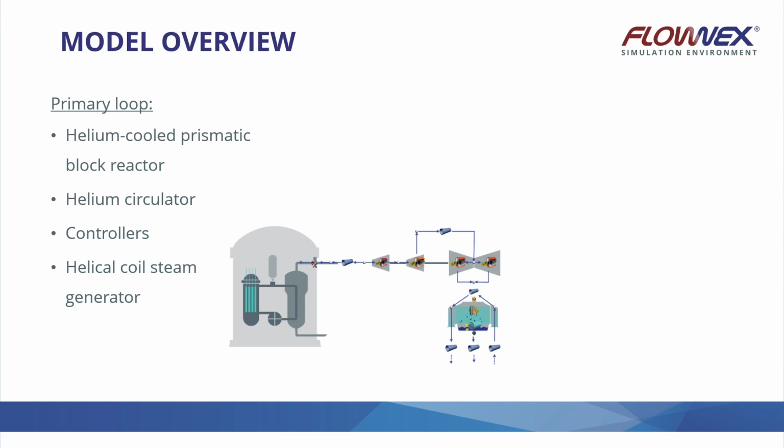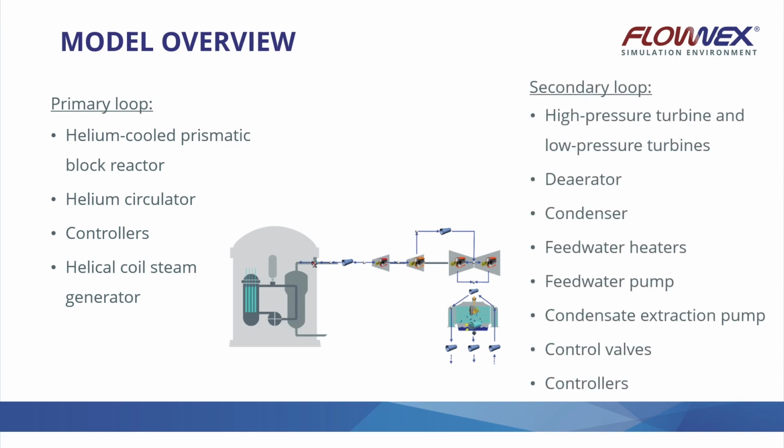The primary loop will consist of a helium-cooled prismatic block reactor, a helium circulator, controllers, and a helical coil steam generator. The prismatic block reactor and the setup thereof was discussed in detail in one of our previous webinars, so feel free to go watch the recording on our YouTube page after this webinar if you need any additional information about this. The secondary loop consists of high pressure and low pressure turbines, a deaerator, condenser, feedwater heaters, a feedwater pump, a condensate extraction pump, control valves, and controllers.